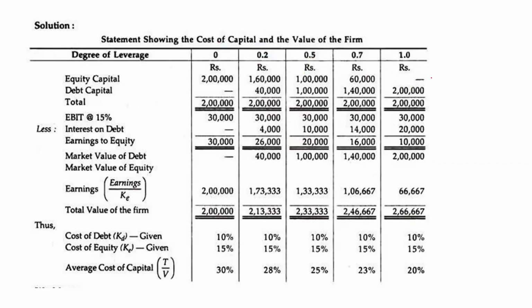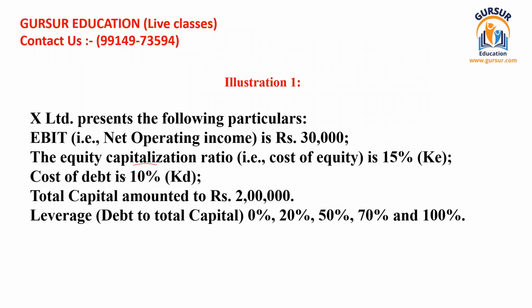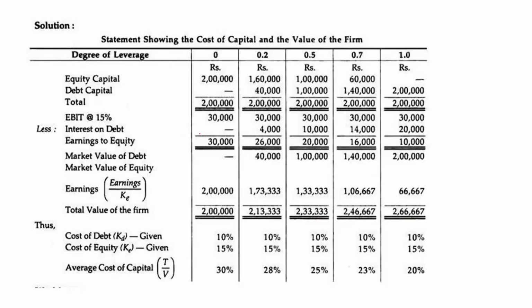After that, just write the value of earnings before interest and tax. This is 30,000 in all the cases. This is already given to us in the question. Then reduce the interest on debt. In case you have not used any debt, you don't have to pay any interest, and the rate of interest is given here. This is 10%. So just take 10% of all the debts in all the available options. In the first option it is 0, in the second option it is 4,000, next 10,000, then 14,000, and then 20,000.